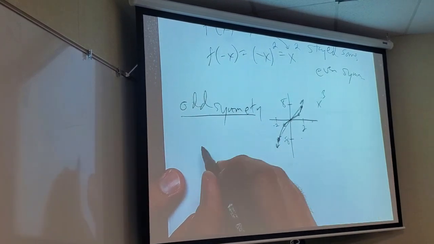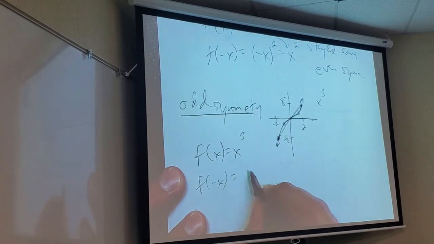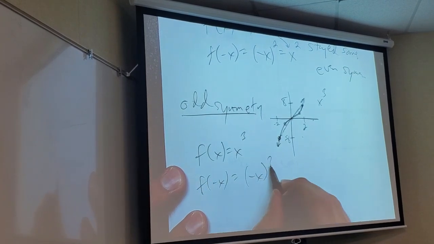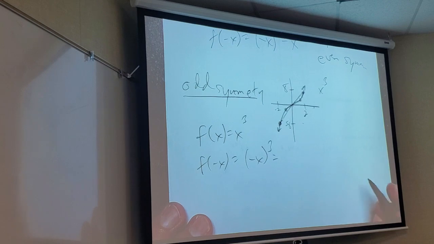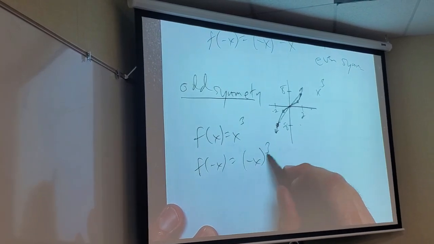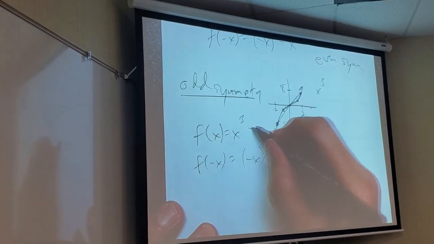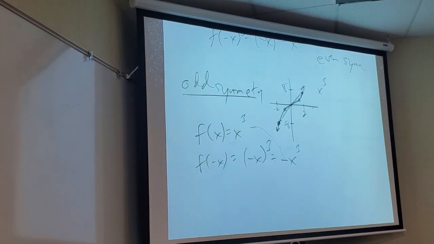Well, if I plug a negative in and the answer comes out the negative of what it used to be. So what do you get when you plug a negative in? Yeah, negative x cubed is negative x cubed. So isn't it the opposite of what it was to begin with? So that would be odd symmetry.